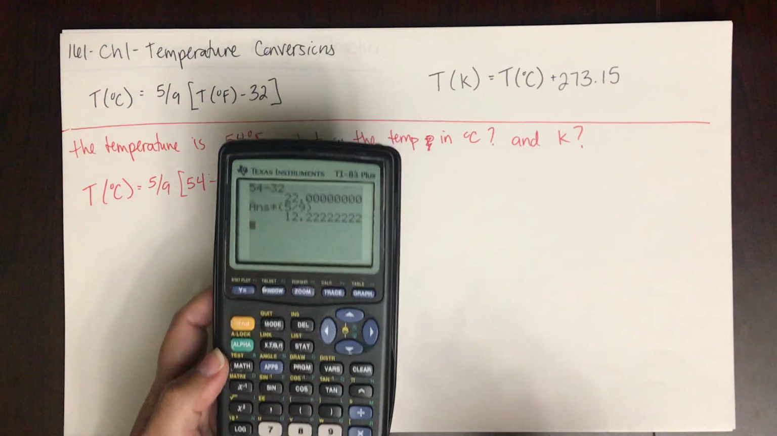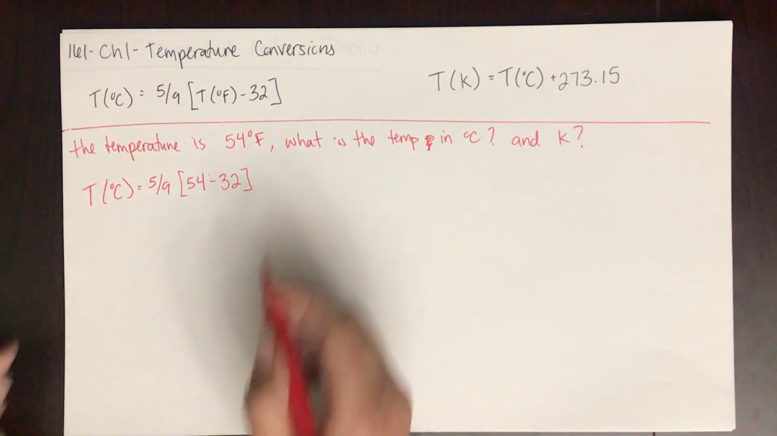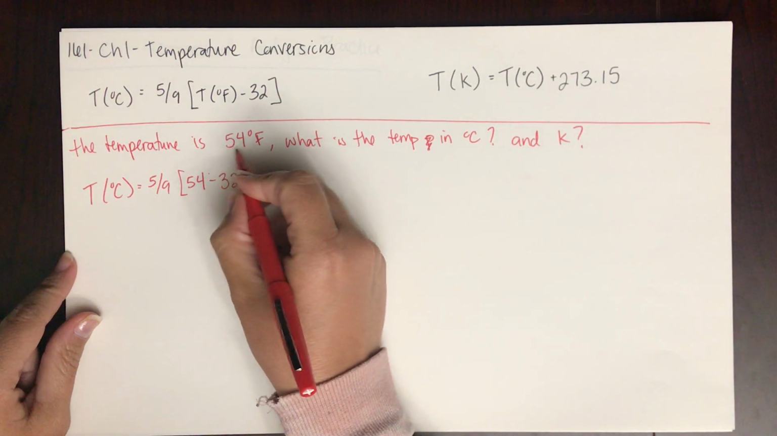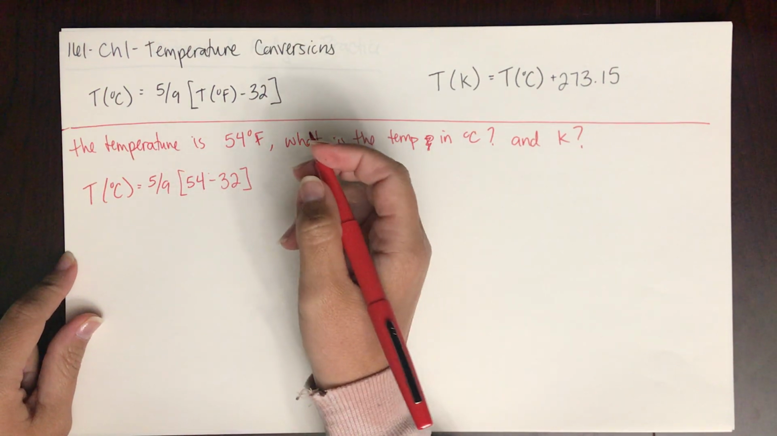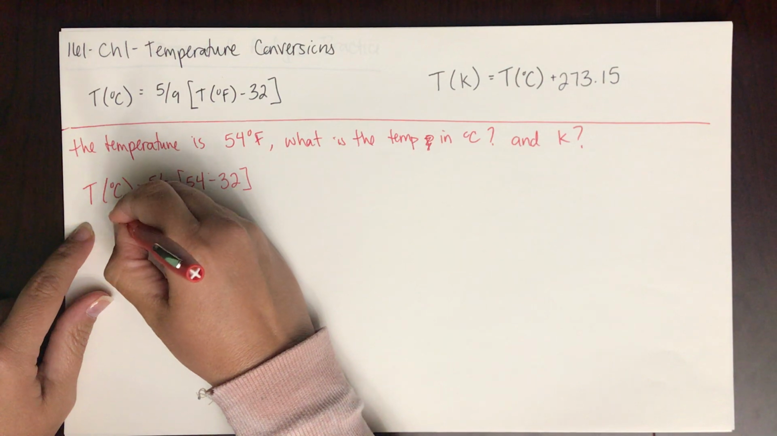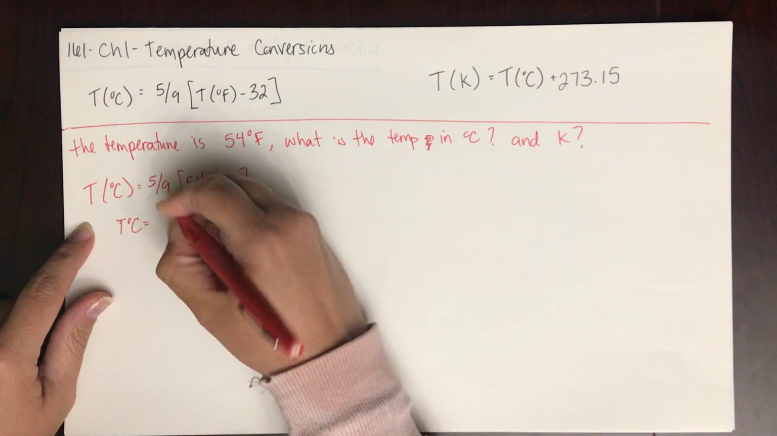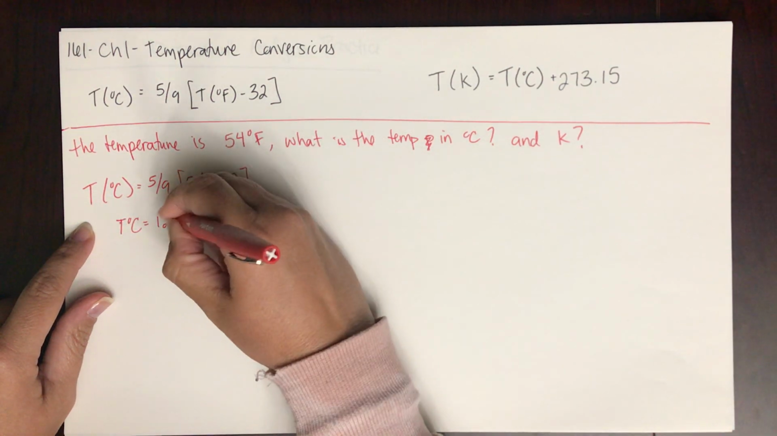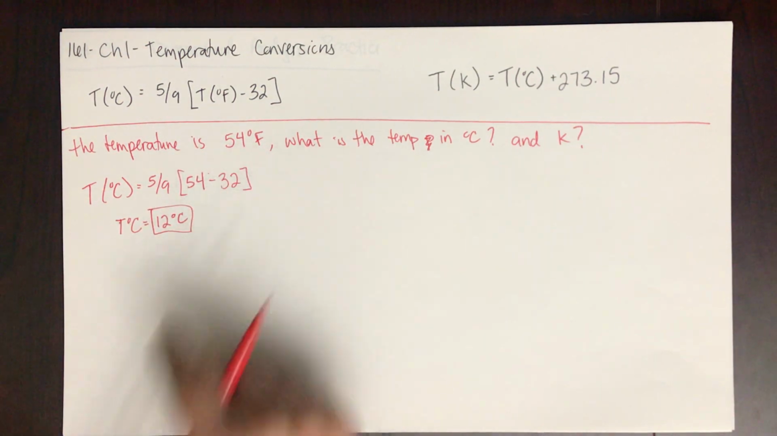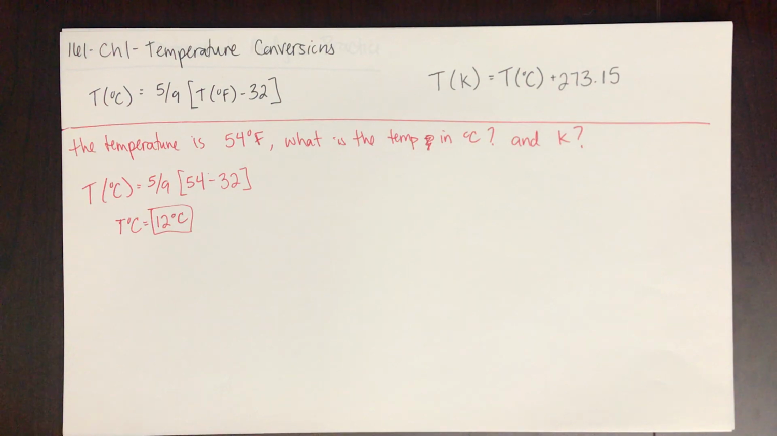54 minus 32 times 5/9 is 12.22222. My answer, the fewest number of significant figures in my question is 2. So my answer needs to have 2 significant figures. So I would say temperature in degrees Celsius equals 12, or just 12 degrees Celsius. That's how you convert Fahrenheit to Celsius.